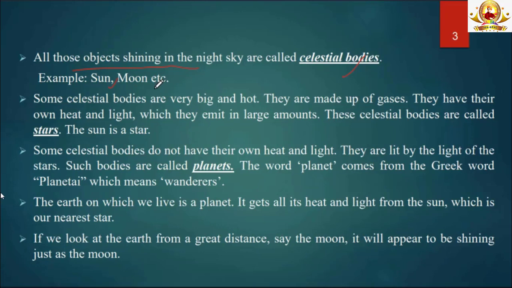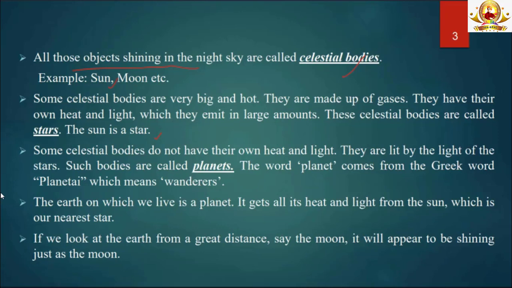There are some celestial bodies which are big and hot. For example, the sun is very big. It is hot because we can experience the heat, and it is made up of a lot of gases. They have their own heat and light which they emit. So such celestial bodies which have their own heat and light are called stars. Stars are a part of celestial bodies. So for example, the sun has its own light, its own heat, it glows. So it is a star also, and it is the biggest star near to Earth.